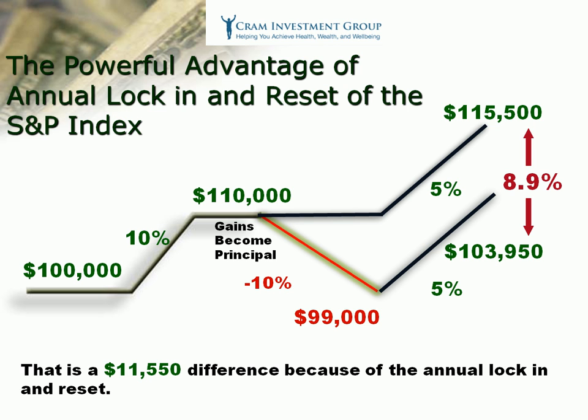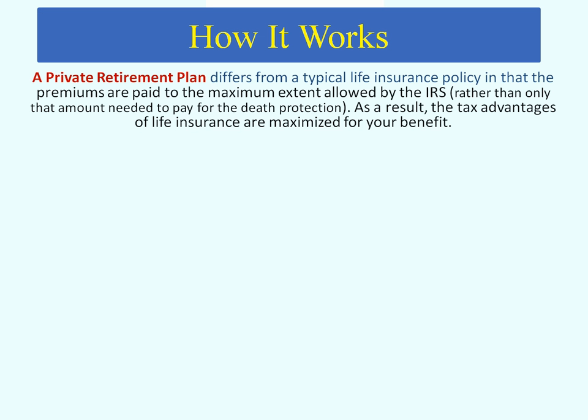This is a way that we can have our money grow, we can take advantage of all the upsides of the market, but avoid the downsides that the market has a tendency to provide us with from year to year. Well, now let's look at creating this private retirement plan. How does this differ from a typical life insurance policy that somebody might buy?